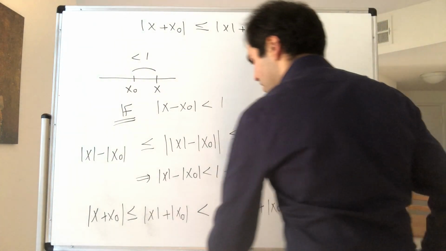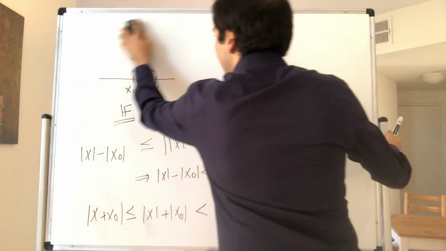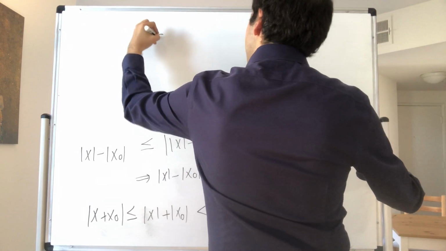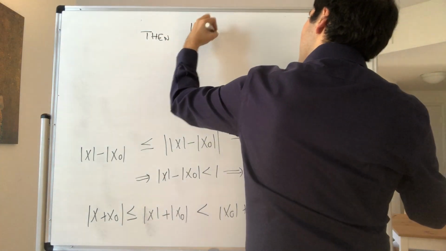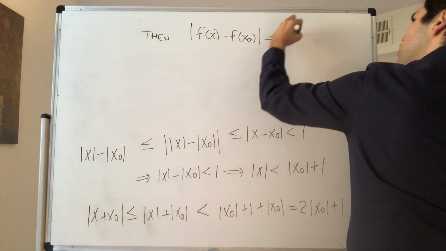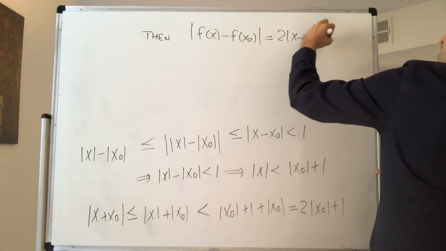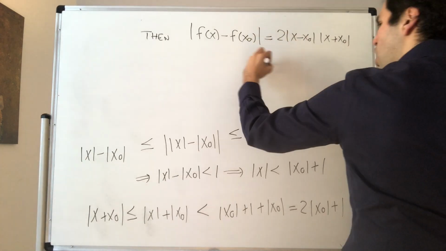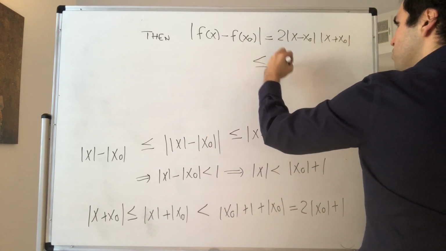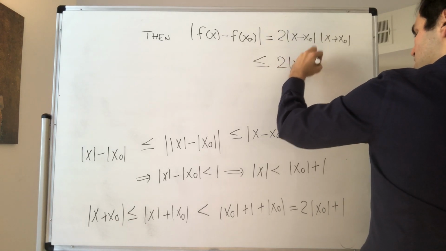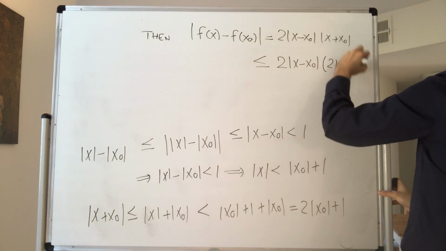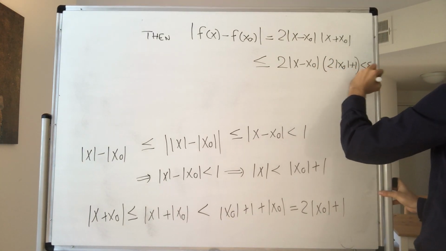Now, let's go back to our original thing. What did we try to estimate? We had f of x minus f of x naught. We found something like 2 times a good term, and then that bad term. But now we know this is less than or equal to 2 times the good term and some constant term, 2 times absolute value of x naught plus 1. And we want this to be less than epsilon.